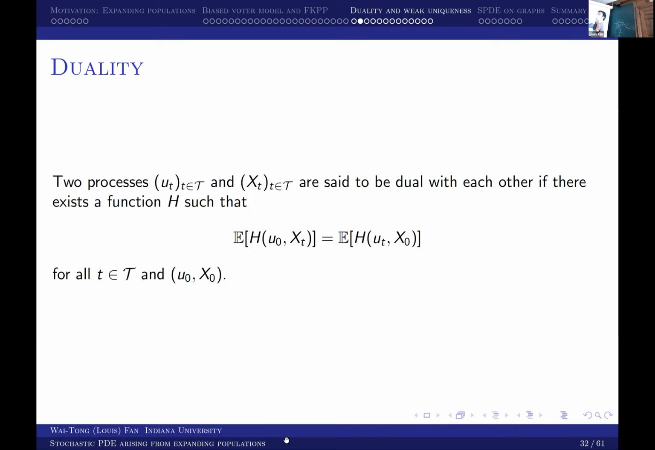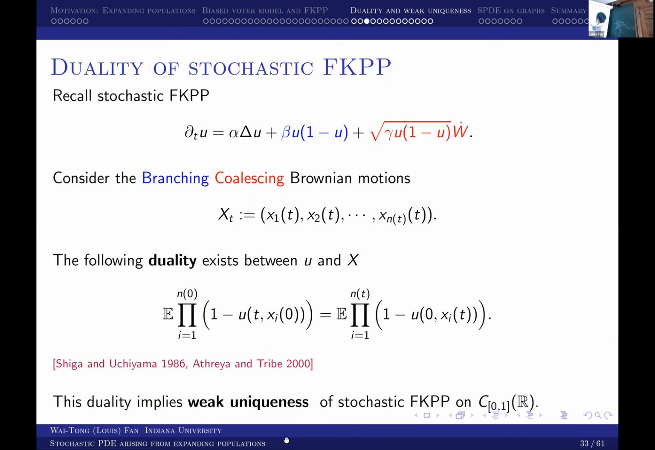So U of T is the original population fraction, subject to fluctuations, and there's this dual process that you can find, and that might be easier to analyze. In our case, U is the stochastic FKPP, or the joint SPDE, and X is a so-called branching coalescing Brownian motion. Branching is related to the bias, and coalescing is related to the genetic drift. With this product form function, we have this duality. And using this, we obtain weak uniqueness.